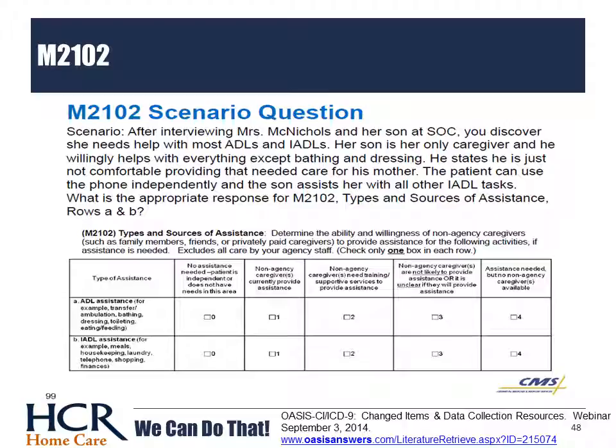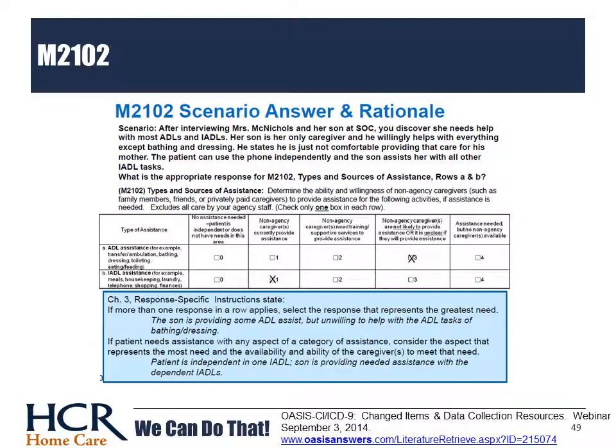So the question will read, determine the ability and willingness of non-agency caregivers, such as family members, friends, or privately paid caregivers, to provide assistance for the following activities, if assistance is needed. This excludes all care by your agency staff. Think about your response before we move on. So in this item, you can see that our patient, Mrs. McNichols, does need assistance with ADLs and IADLs.